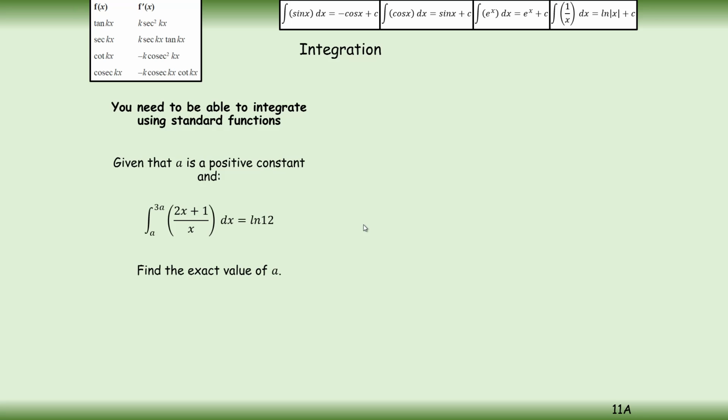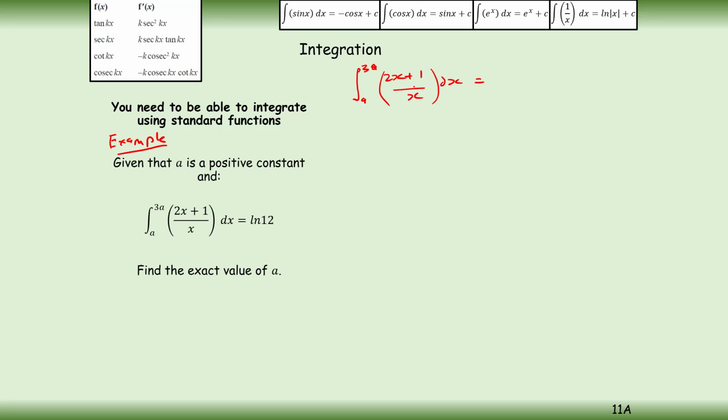Okay, so let's have a look at this example. It's a definite integral between a and 3a, and it's equal to log of 12. We need to find the exact value of a. So example 3. Let's have a look at the left hand side of this equation. That's the integral from a to 3a of 2x plus 1 all over x with respect to x.